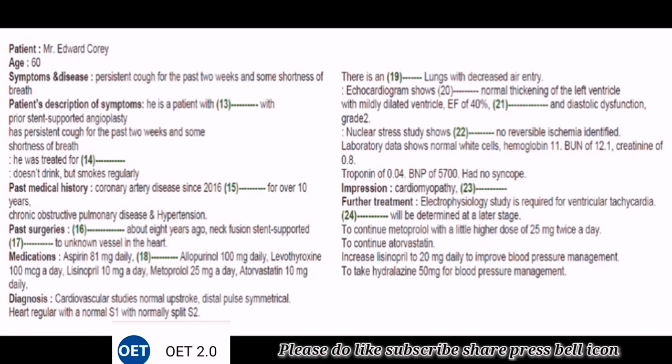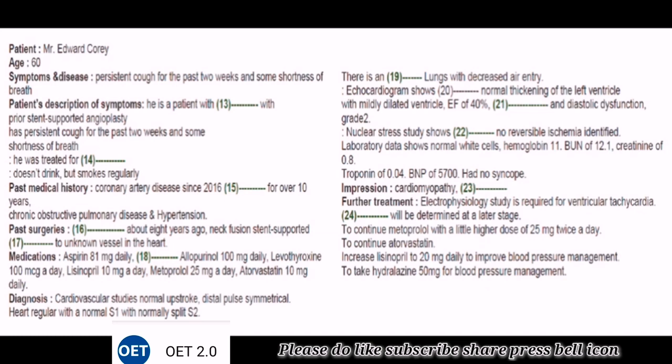blood pressure of 187 over 105. Cardiovascular studies show normal upstroke, distal pulse symmetrical. Heart regular with a normal S1 with normally split S2. There is an S4 at the apex. Lungs with decreased air entry.